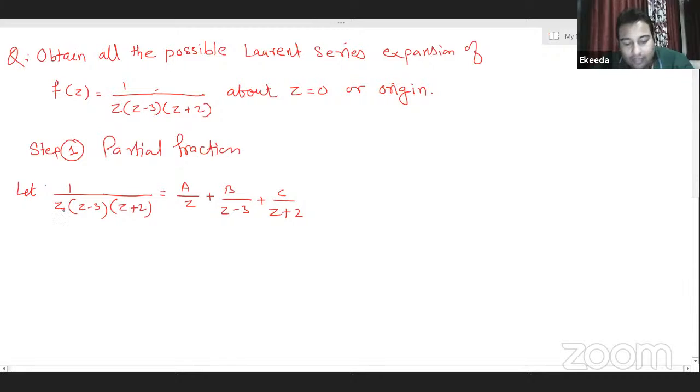See here, all these factors are linear factors. z, z minus 3, z plus 2, all are raised to 1. Since all the factors are linear factors, they will be separated as A upon, B upon, and C upon.